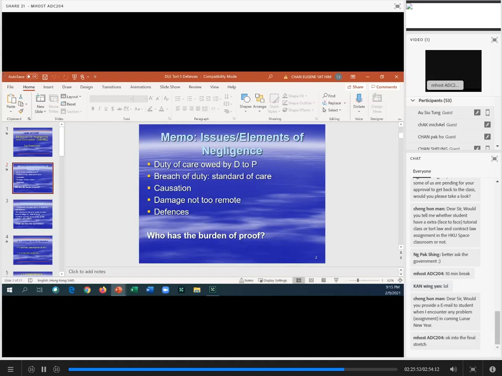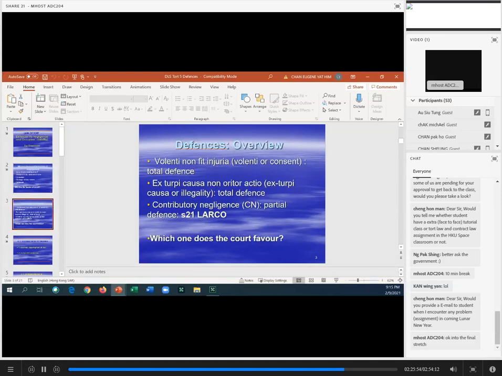So what are the defenses to negligence? Well, there are 3. The first one has a Latin expression, volenti non fit injuria, which means what? Volenti means consent, okay? And it is a total defense. Total defense, which means what? Plaintiff gets no damages. The second defense is another Latin expression, ex turpi causa non oritur actio, shortened normally to simply ex turpi causa or illegality. Again, that's a total defense. The plaintiff gets no damages.